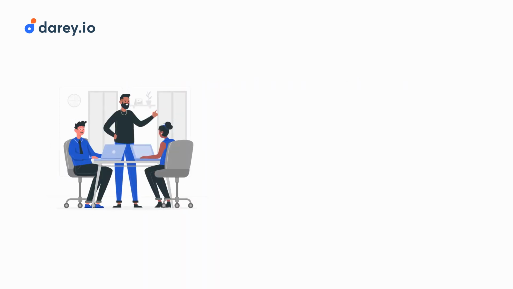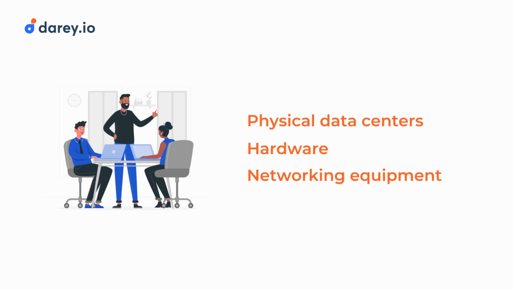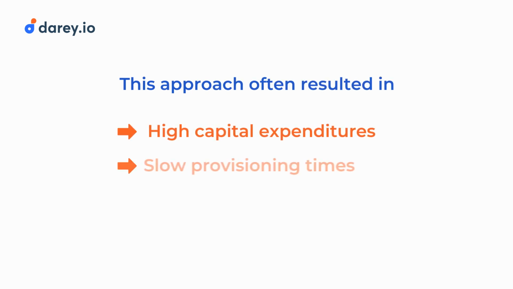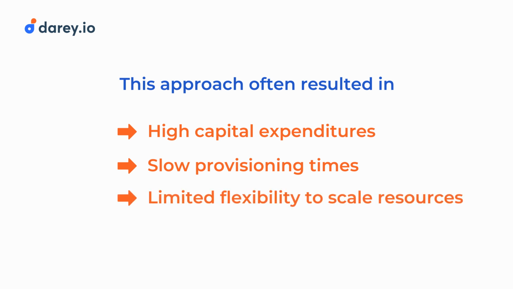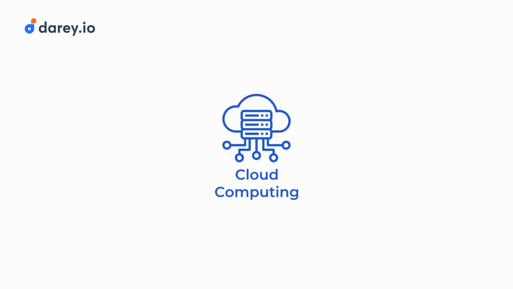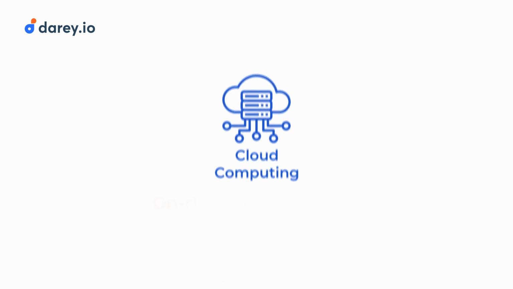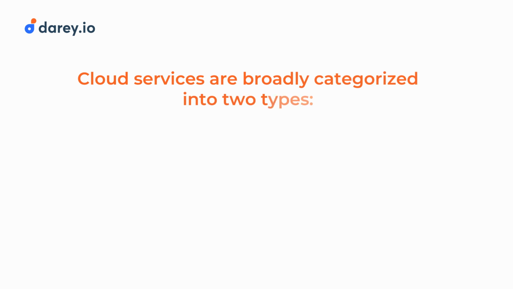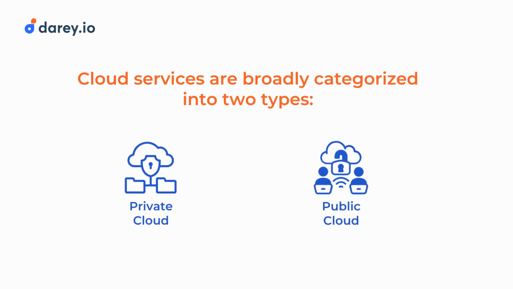In the traditional IT setup, organizations had to invest heavily in physical data centers, hardware, and networking equipment. This approach often resulted in high capital expenditures, slow provisioning times, and limited flexibility to scale resources up or down as needed. To overcome these challenges, cloud computing emerged as a powerful alternative, offering on-demand, scalable IT resources through the internet. Cloud services are broadly categorized into two types: private and public cloud.